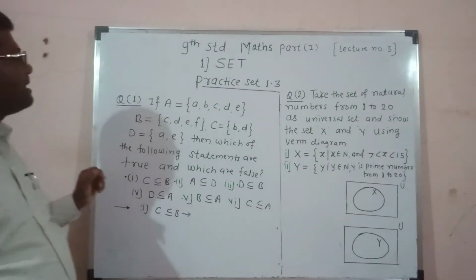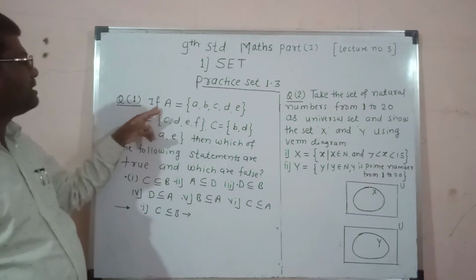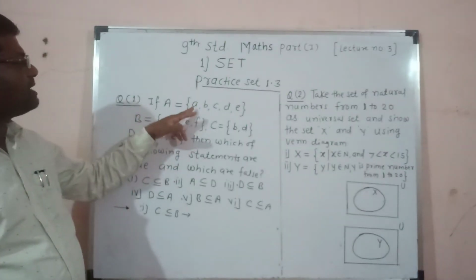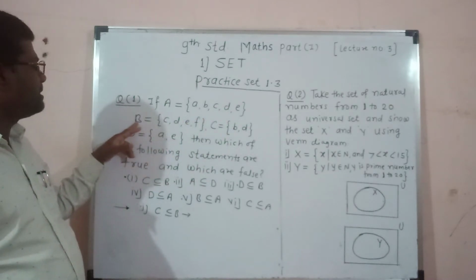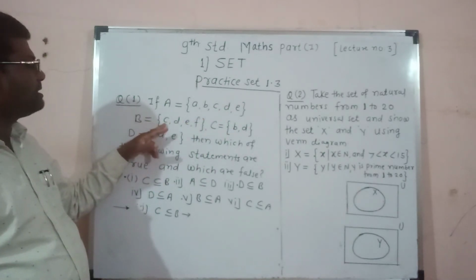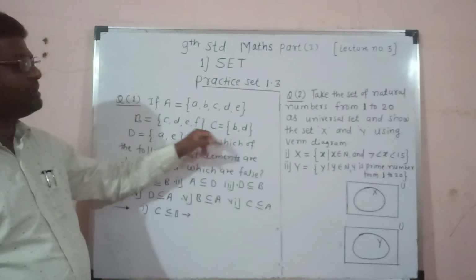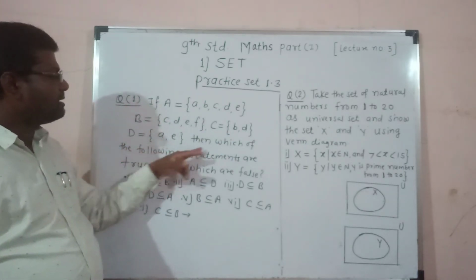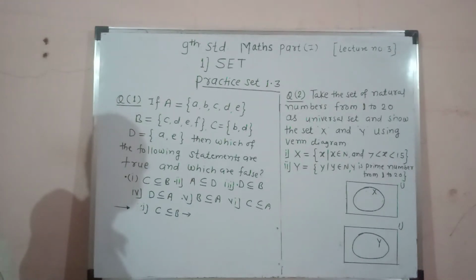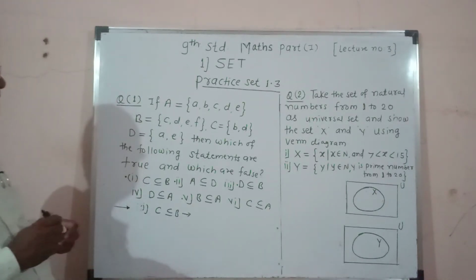Practice set 1.3. Question number 1. If A is equal to the set of elements A, B, C, D and E, set B is equal to C, D, E, F, set C is equal to B and D, and set D is equal to A and E, then which of the following statements are true and which are false?